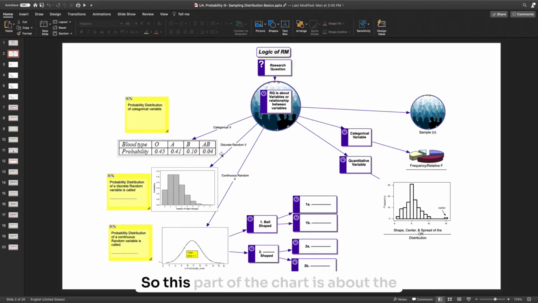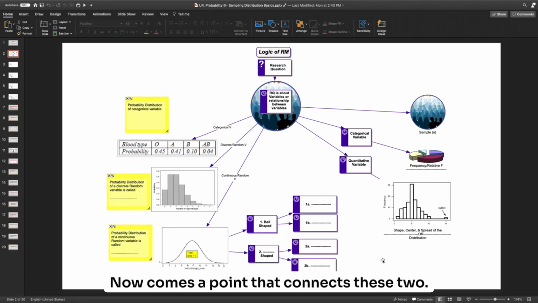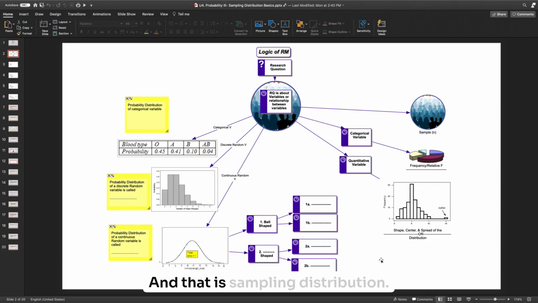Remember? So this part of the chart is about the distribution of a variable in the population. So it's called probability distribution. Now this is the distribution of the variable in one sample from a given population. And those two are related. Now comes a point that connects these two, and that is sampling distribution.